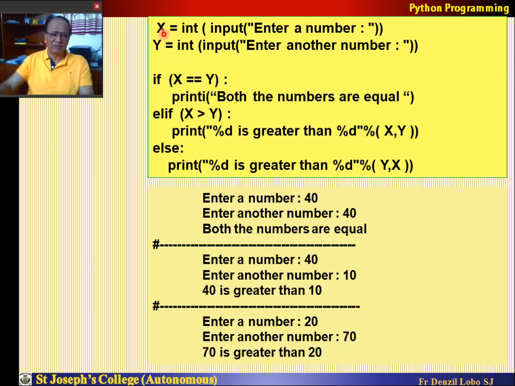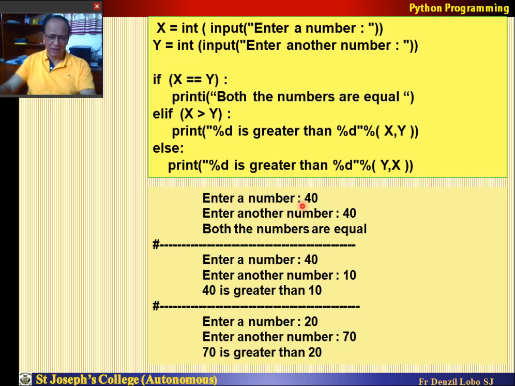So I input two numbers. First, I capture it in X. Second number, I capture it in Y. As you remember, we do this conversion of the text to integer numbers. Then I ask if X is equal to Y. This is the relational operator for equal, two equal signs. Then colon, then you print: both numbers are equal. Now in Python we use elif instead of else if as in C. So we have to say elif. Then elif X is greater than Y, you print that X is greater than Y, as we have done in the earlier example, or else print Y is greater than X.